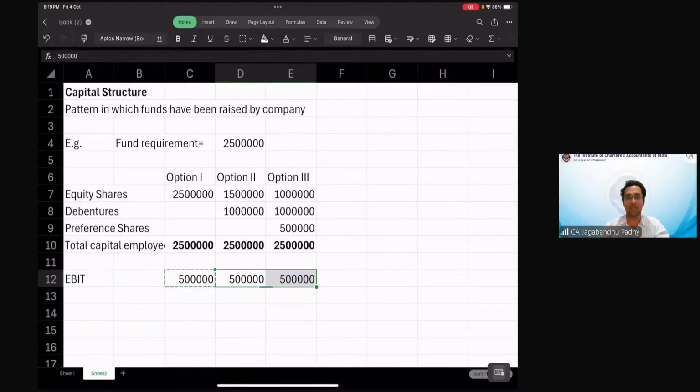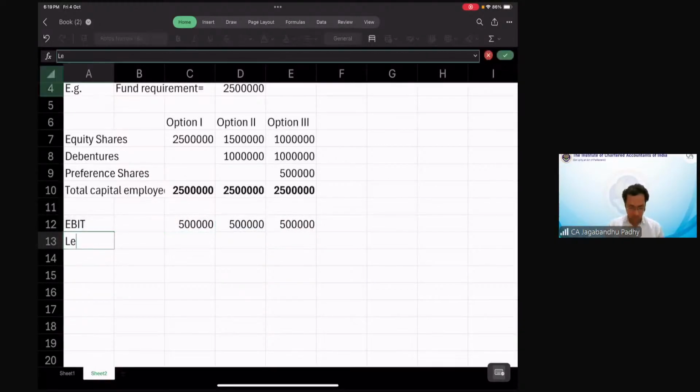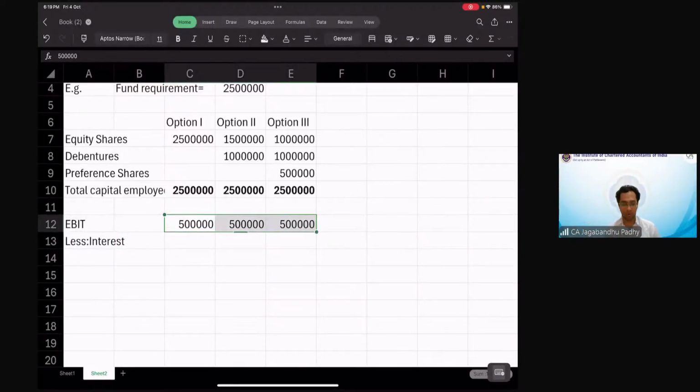Okay, guys. So EBIT, earnings before interest and tax, is remaining the same. Now, from here, the picture starts changing. Up to EBIT, all the 3 plans are going to have the same outcome, but beyond EBIT, the numbers are going to differ.